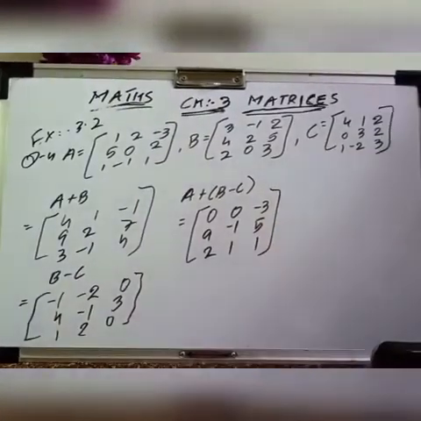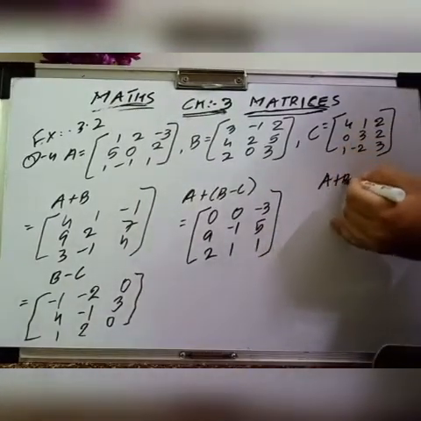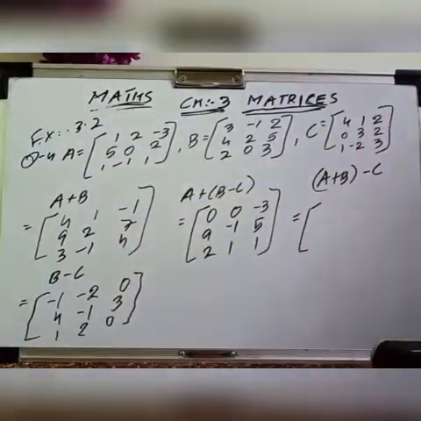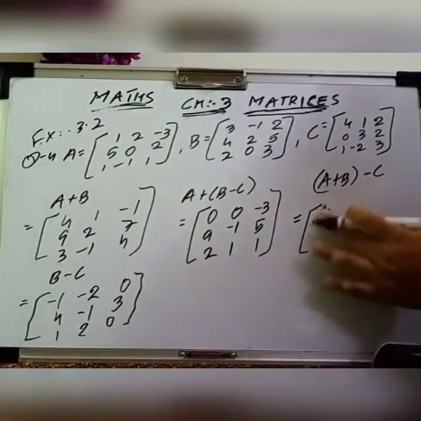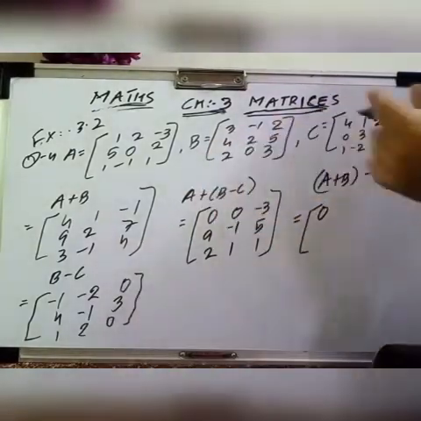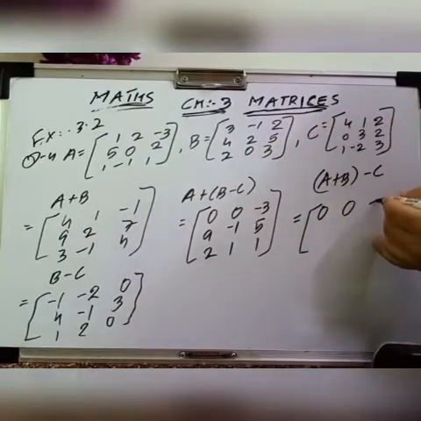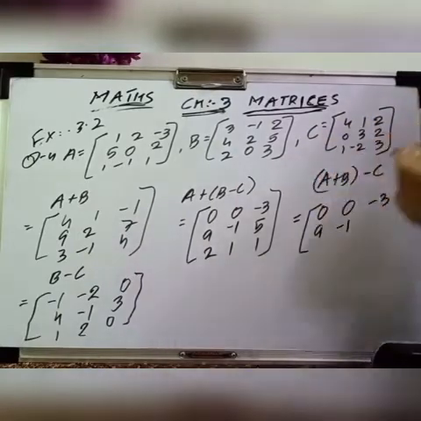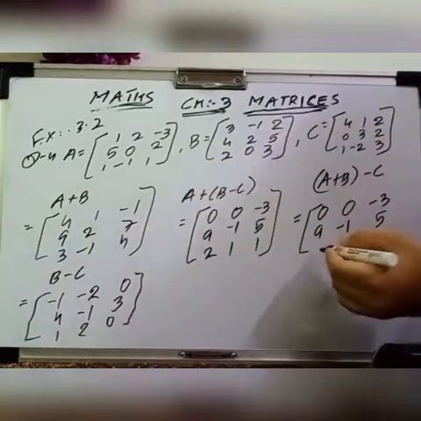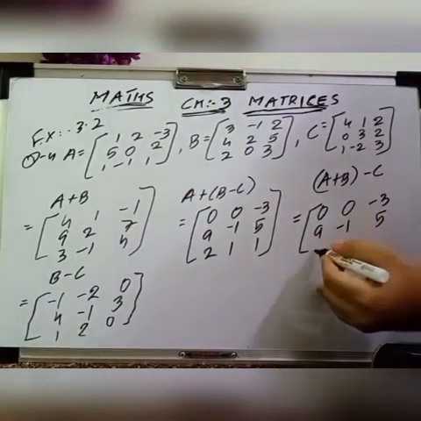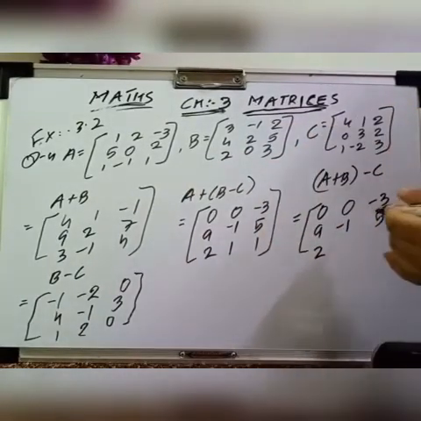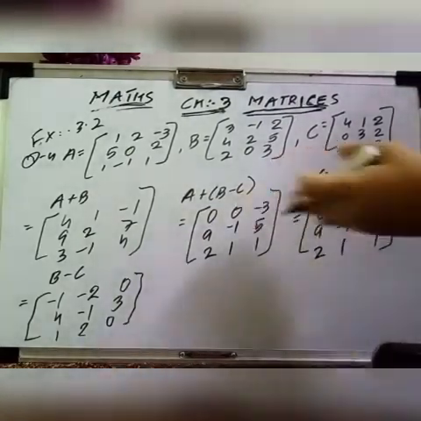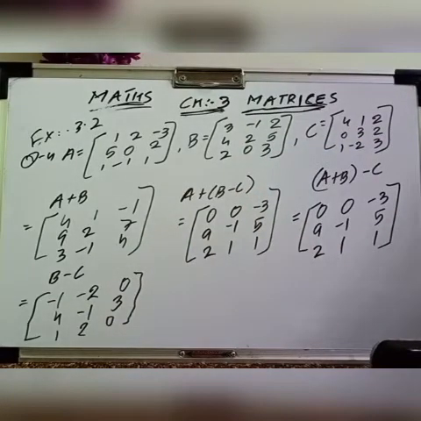Right. And the next is a plus b minus c. So this is a plus b, this is c. I have to subtract. 4 minus 4 is 0, 1 minus 1 is 0, minus 1 minus 2 is minus 3, 9 minus 0 is 9, 2 minus 3 is minus 1, 7 minus 2 is 5, 3 minus 1 is 2, minus 1 minus minus plus 2, that is 1, 4 minus 3 is 1. So if we compare these two, then the answer is same, hence verified.